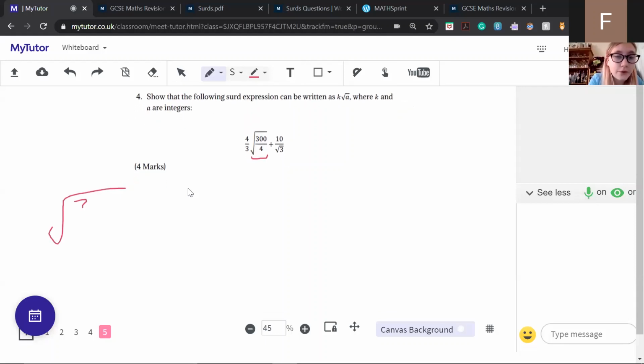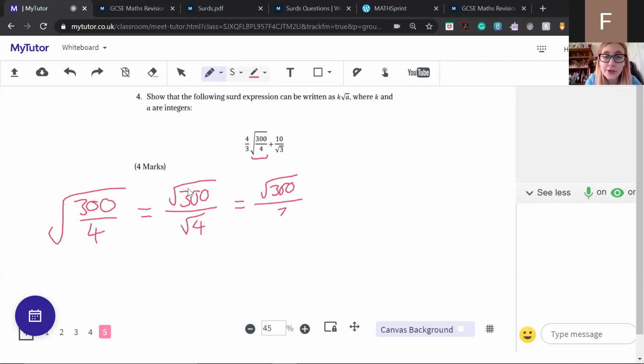Now, root 300 over 4. If you remember from the beginning, one of the rules, we can split this into root 300 over root 4. There's a couple of ways that we can do this, actually. I'm not sure which way I want to do it. I'll show you both. And root 4 is just 2. So this is root 300 over 2. And then we can simplify down root 300 in a similar way.